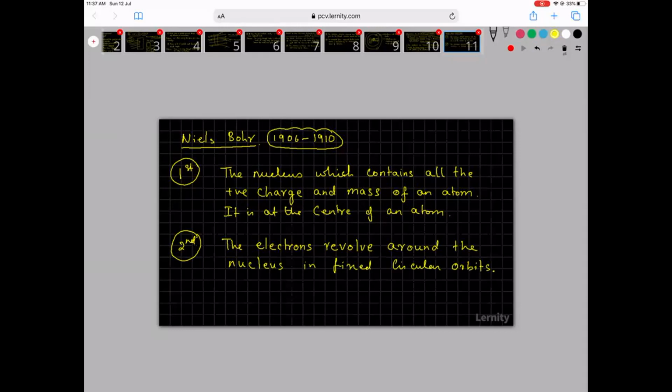Okay, Bohr said the electrons revolve around the nucleus in fixed circular orbits. What do you mean by fixed circular orbits? So these orbits are fixed with respect to energy and another physical quantity called angular momentum.